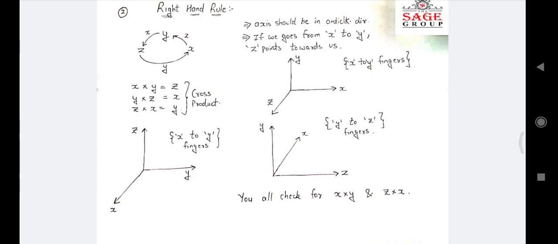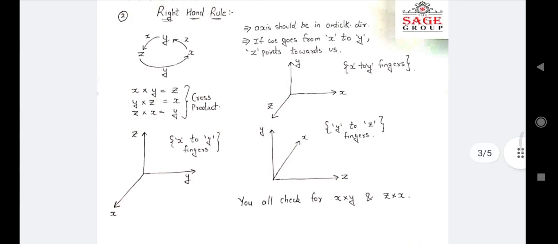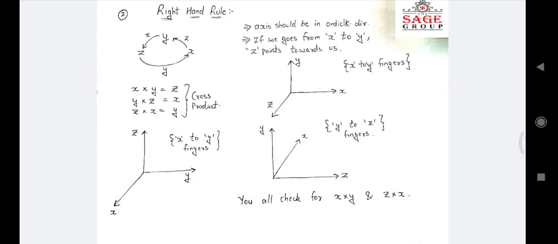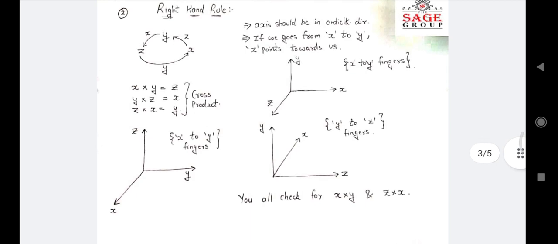So if we go from x to y, suppose you put up your palm in front of you, the fingers give the direction of the x-axis. Now when you curl the fingers over your palm, it gives the direction of the y-axis, and the thumb, which is pointing towards you, gives the direction of the z-axis. So this is the right hand thumb rule. I have already mentioned all the two points over there, and I have given three examples so that you can easily learn the concept of the right hand rule.